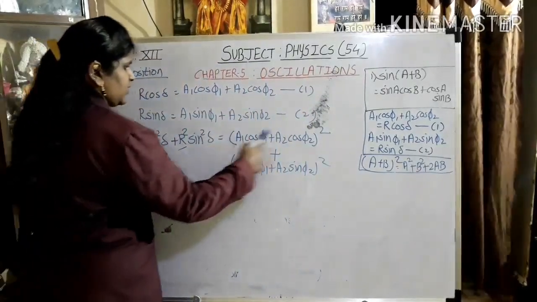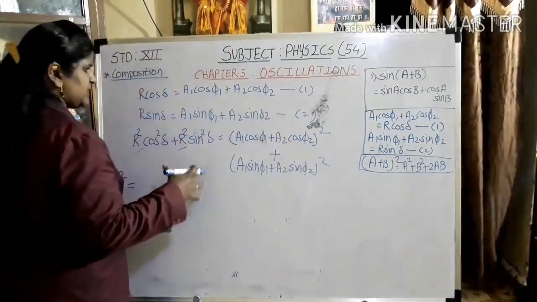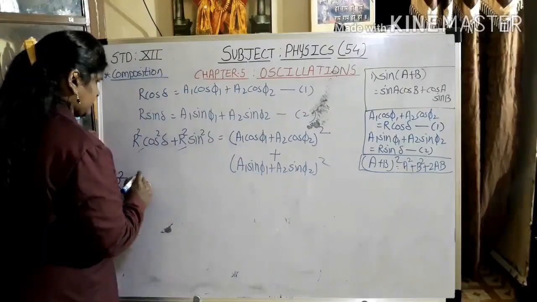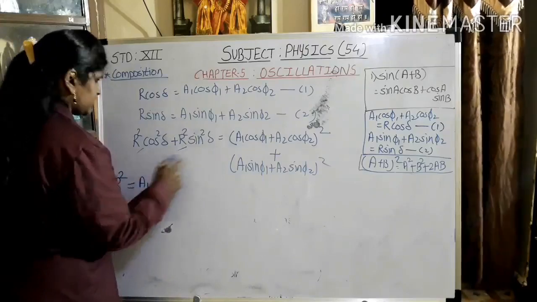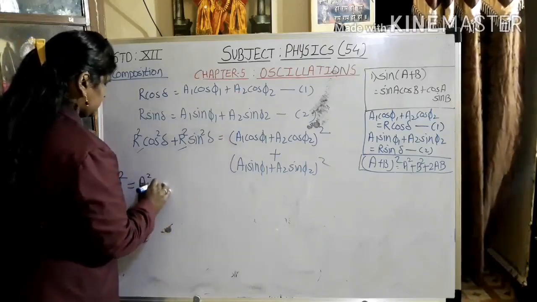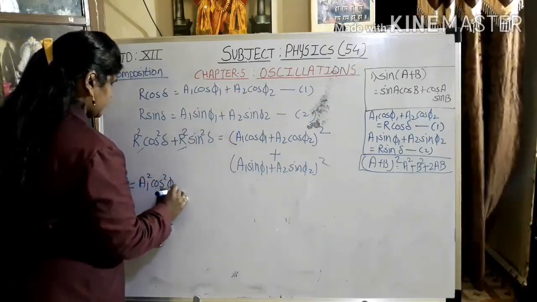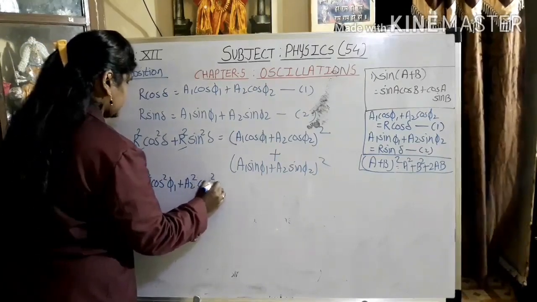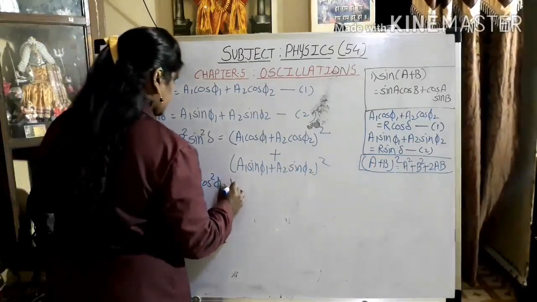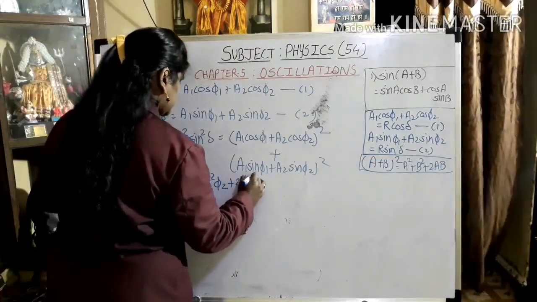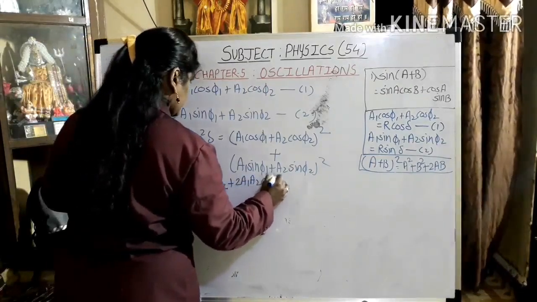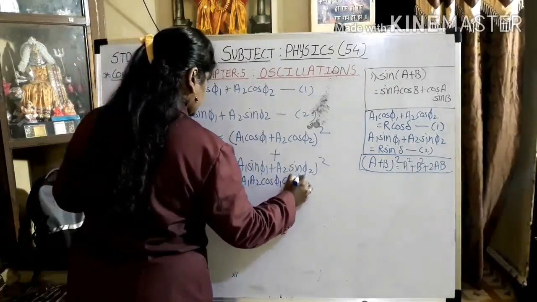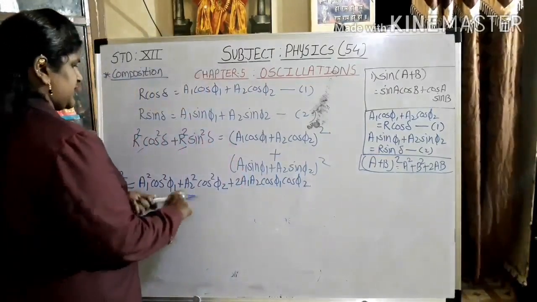Okay, now I am going to square these brackets and solve both the brackets together. So this becomes a1 square cos square phi 1 plus a2 square cos square phi 2 plus twice a1 a2 cos phi 1 cos phi 2. This is the first bracket.